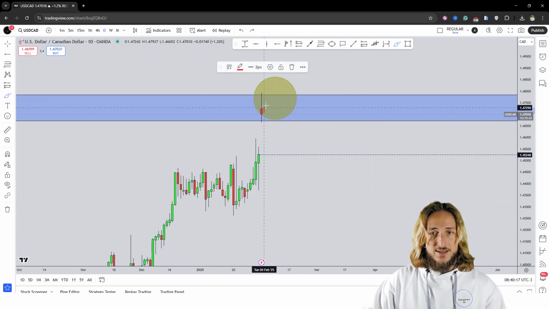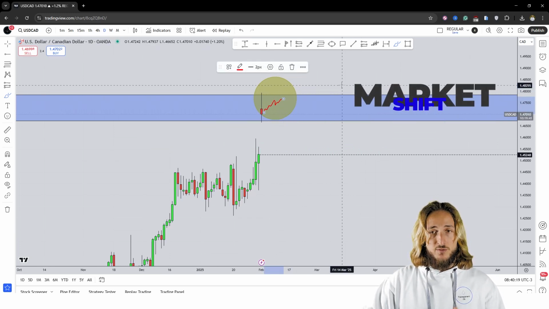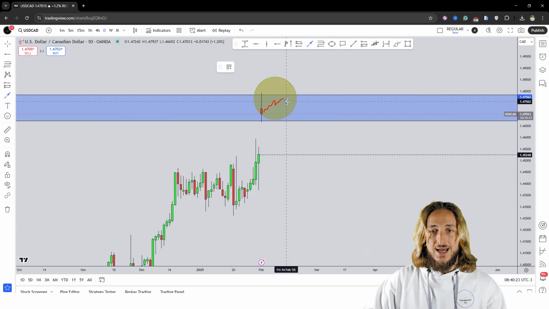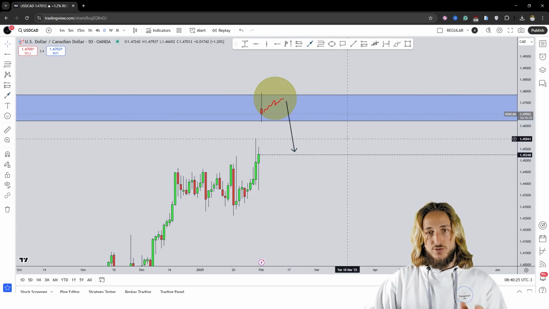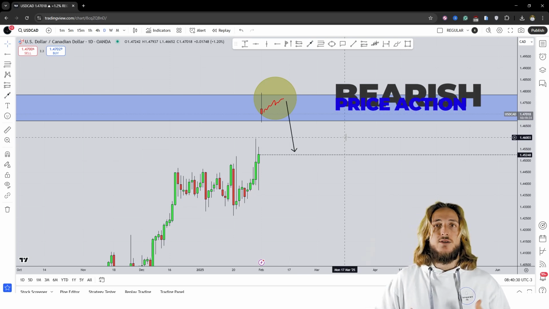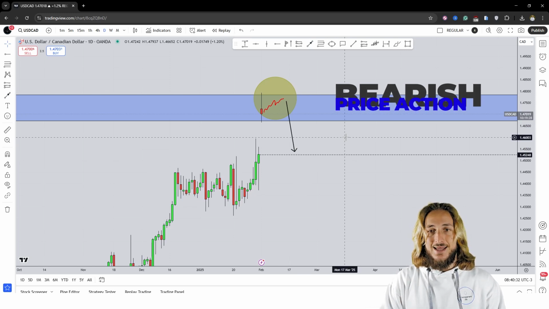Therefore, what I would expect is that if this market would shift from an intraday bullish to bearish market and institutions continue to short USDCAD, at that point, I wouldn't be surprised to see a potential rejection to the downside for the market to complete and essentially fill this daily gap. That definitely wouldn't surprise me.